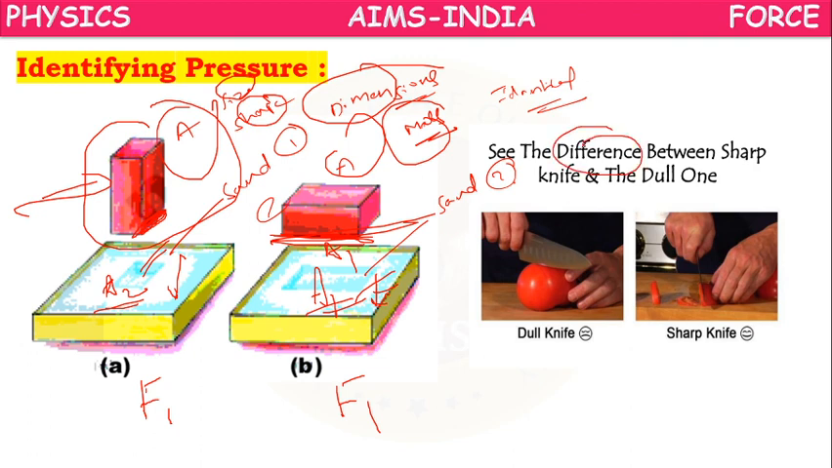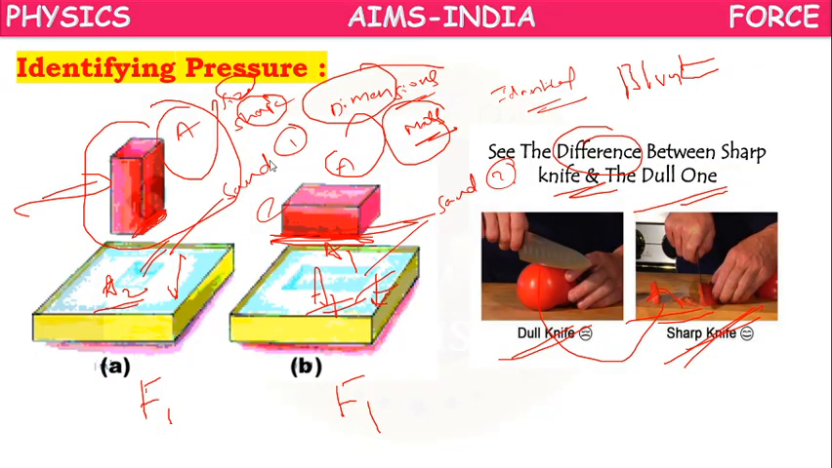Next, the difference between a sharp knife and a dull one. A dull knife, you can also call it blunt; the opposite word of sharp is blunt. With the sharp knife, we can cut a tomato easily. Why? For the sharp knife, the area of contact is less because it is very, very sharp, so we can cut vegetables easily. Whereas with the blunt knife, we cannot cut the vegetables as easily as with the sharp knife, or we have to apply more force.